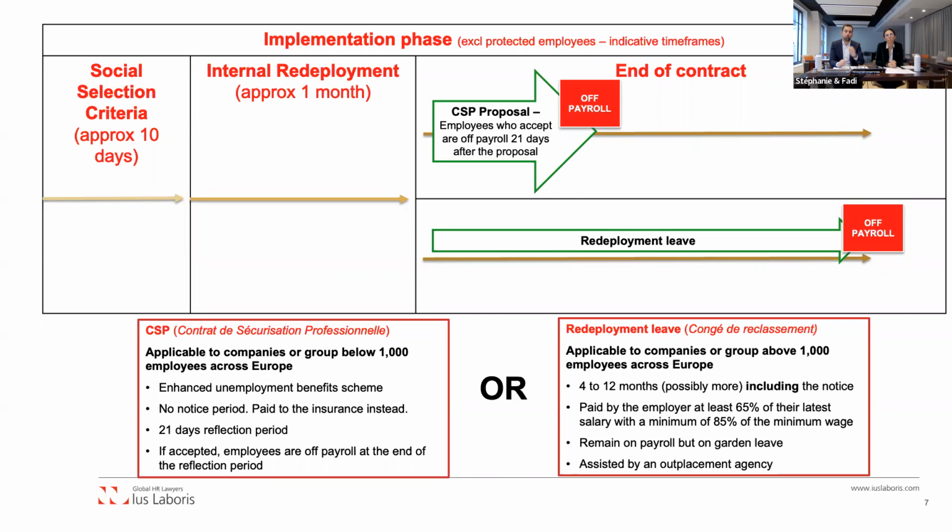So the first step would be to apply the social selection criteria. Most of the time, well, actually all the time, you will need to ask information to employees. How many kids do you have? Are you a single parent, etc., etc.? Do you have a disability? So that will take a bit of time. And you can do that during the approval phase by the labor authority.